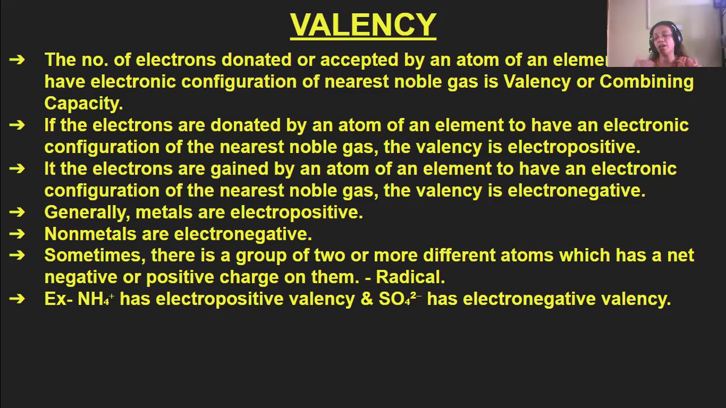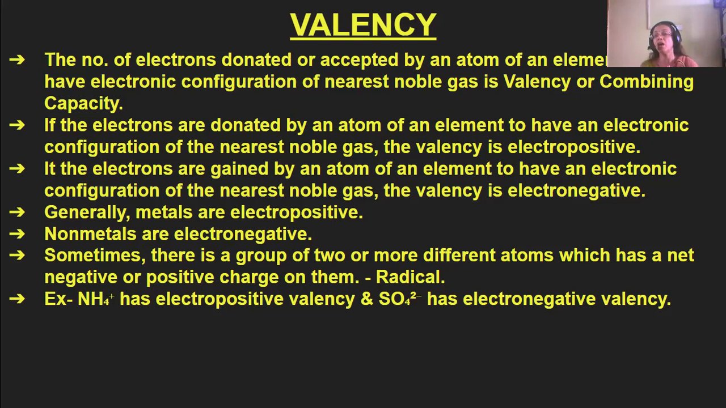So by giving away or accepting electrons, how many electrons are given away or accepted by an atom makes the valency, the combining capacity of an atom. If an atom donates electrons to another element, so that it attains the electronic configuration of the nearest noble gas, then the valency becomes positive.